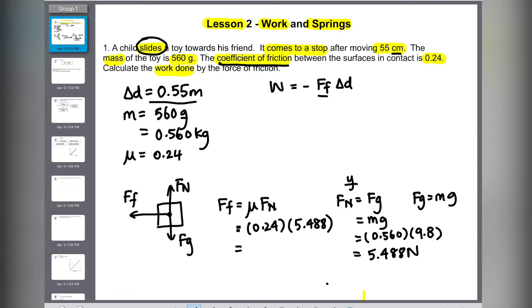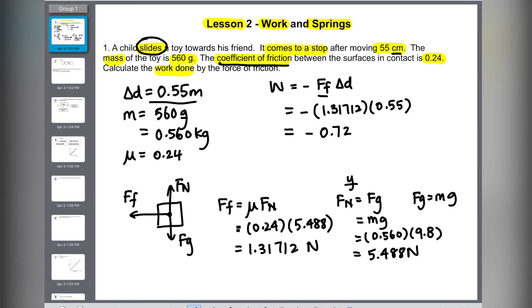I have an answer for force of friction that equals, all right, super long number, 1.31712 newtons. Finally, putting it back into the work equation, negative 1.31712 times d. If you want to round it earlier, it's fine. I like to keep all my decimals and round it at the end. So my answer is a negative work done. And I'm just going to keep it to 2 significant digits.